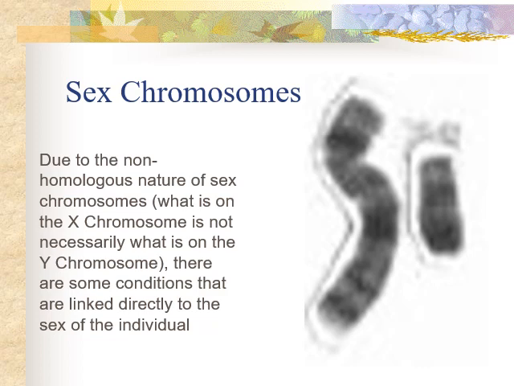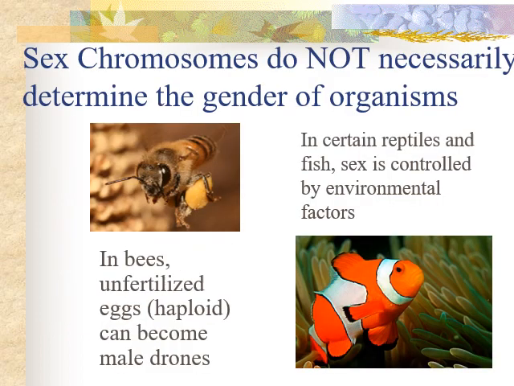These sex chromosomes link directly to the sex of the individual. Remember, XX is female, XY is male in humans. Now, in humans, XX is female, XY is male, but that's not necessarily the case for all the animals everywhere. In bees, unfertilized eggs become male drones. In certain reptiles and fish, sex is actually controlled by environmental conditions.